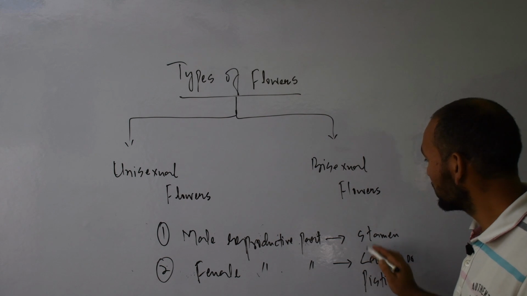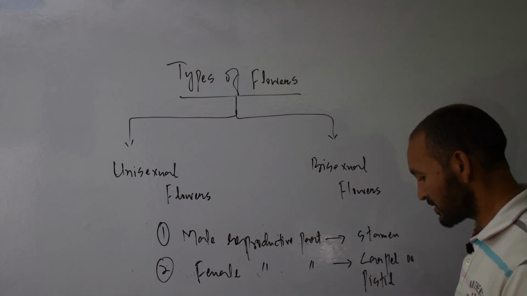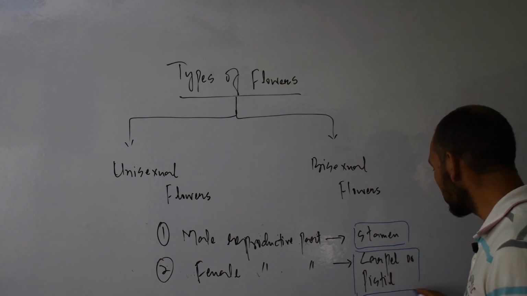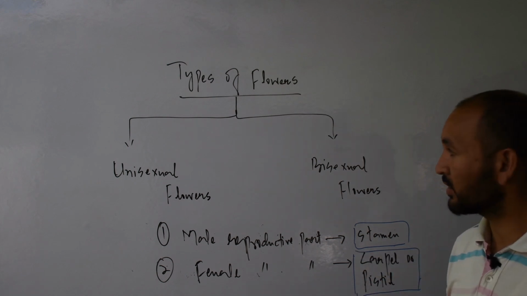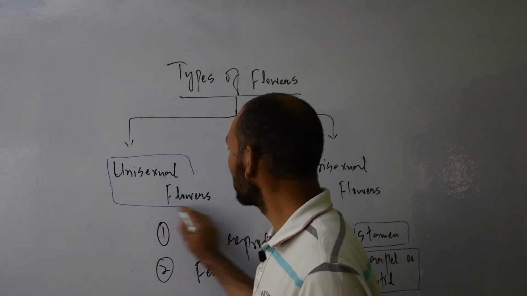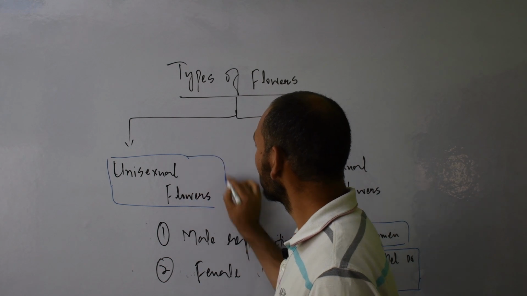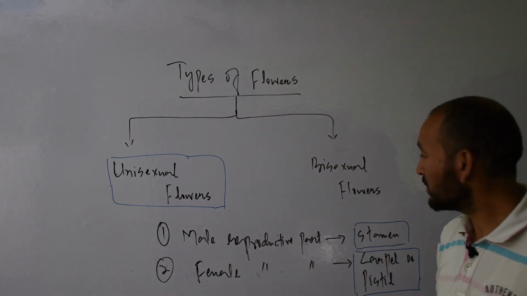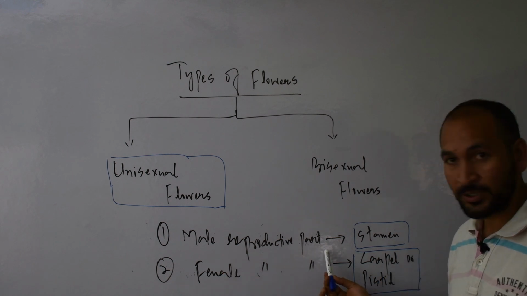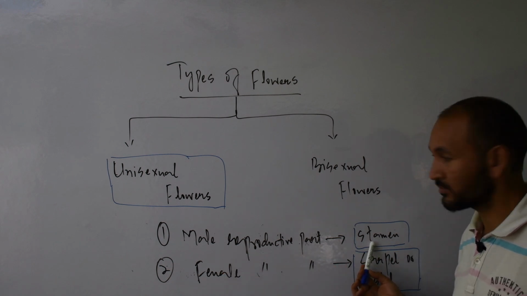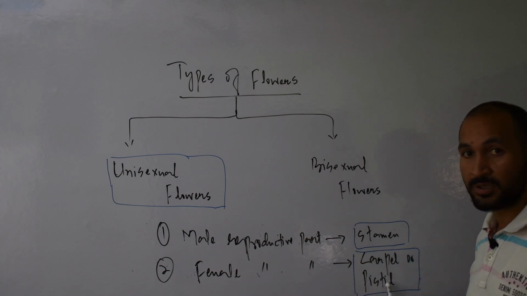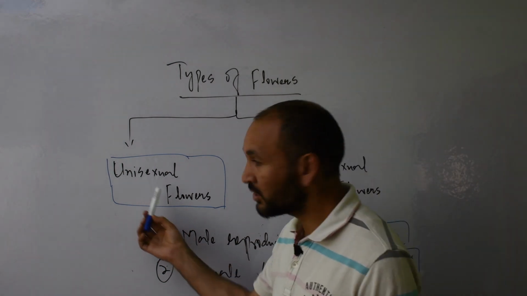Okay. Now, if we have a flower, okay, it has either stamen or it has the female reproductive part, that is carpel or pistil, okay. That flower is referred to as unisexual. So a flower that has only one reproductive part, either male reproductive part, that is stamen, or if it has female reproductive part, that is carpel or pistil, we call it unisexual.